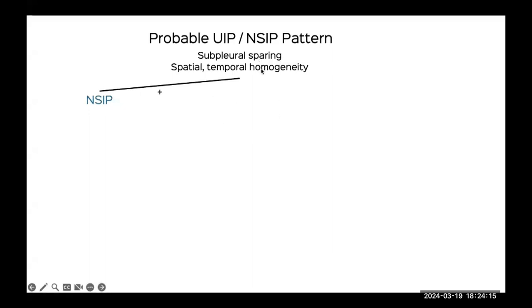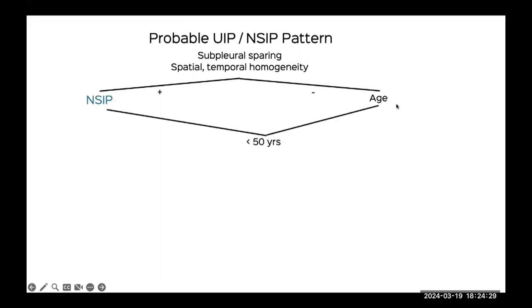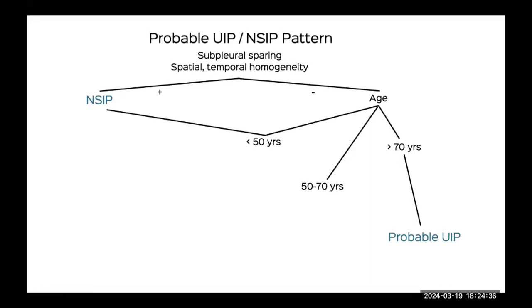So if you have subpleural sparing, spatial temporal homogeneity in a patient who looks like having either fibrotic NSIP or probable UIP, then it's most likely NSIP. If you do not have subpleural sparing, spatial temporal homogeneity, then we look at the age. Under 50, likely to be NSIP. More than 70, likely probable UIP. The biggest challenge is in the 50 to 70 years age group.